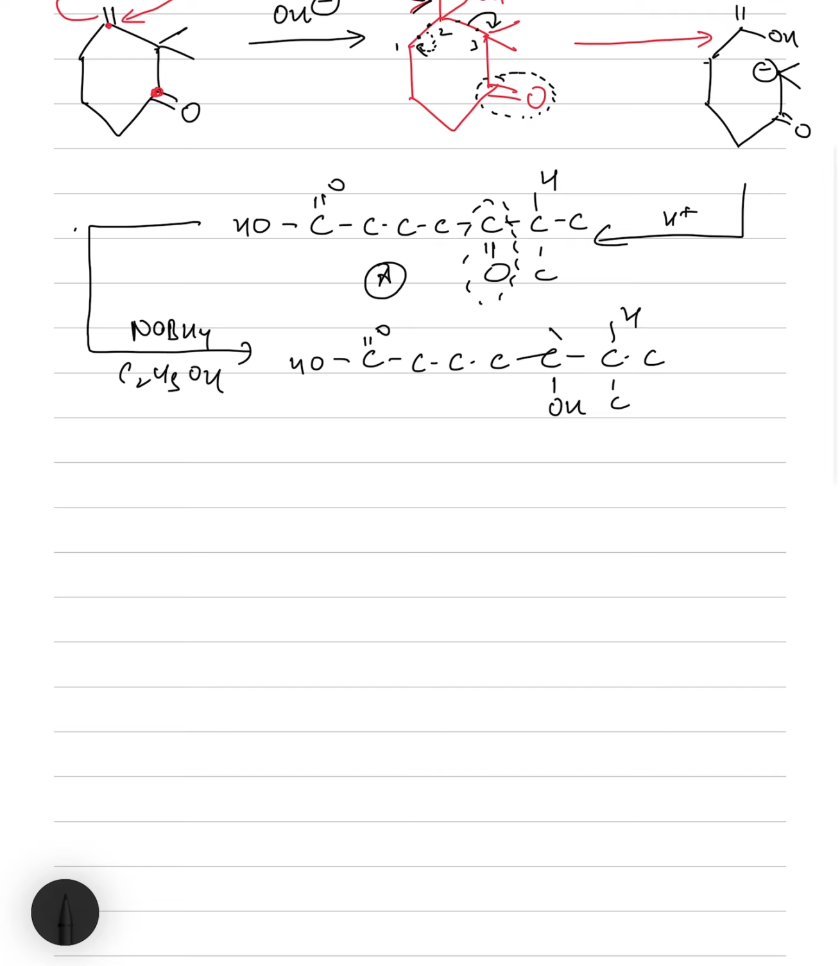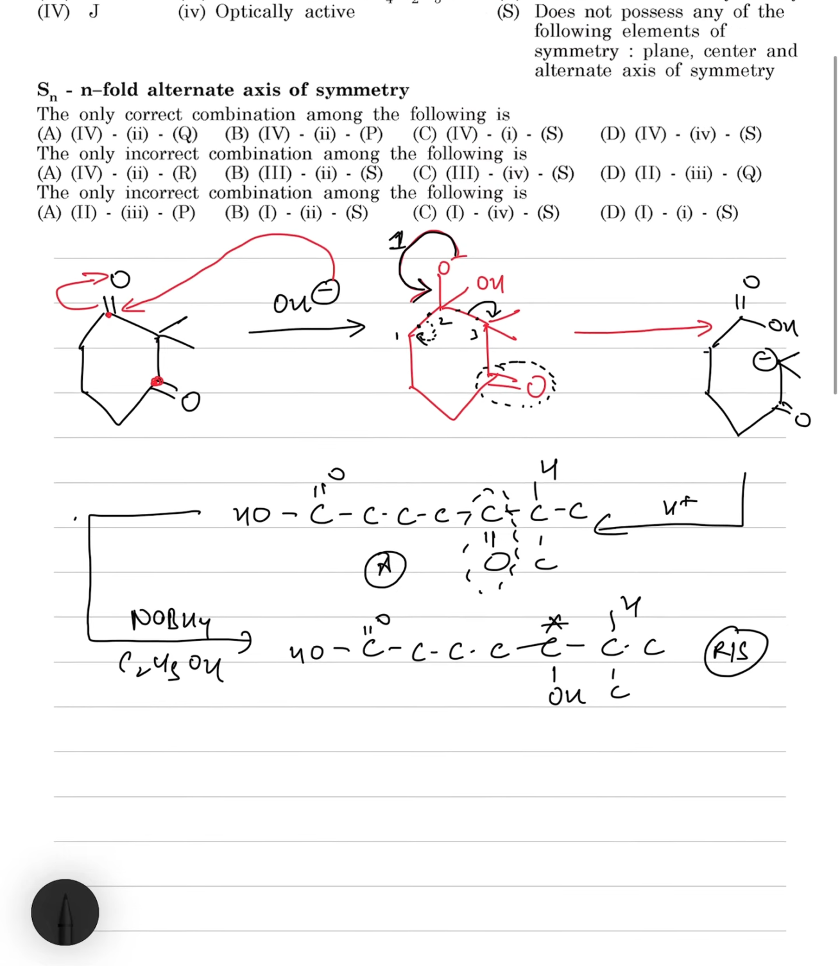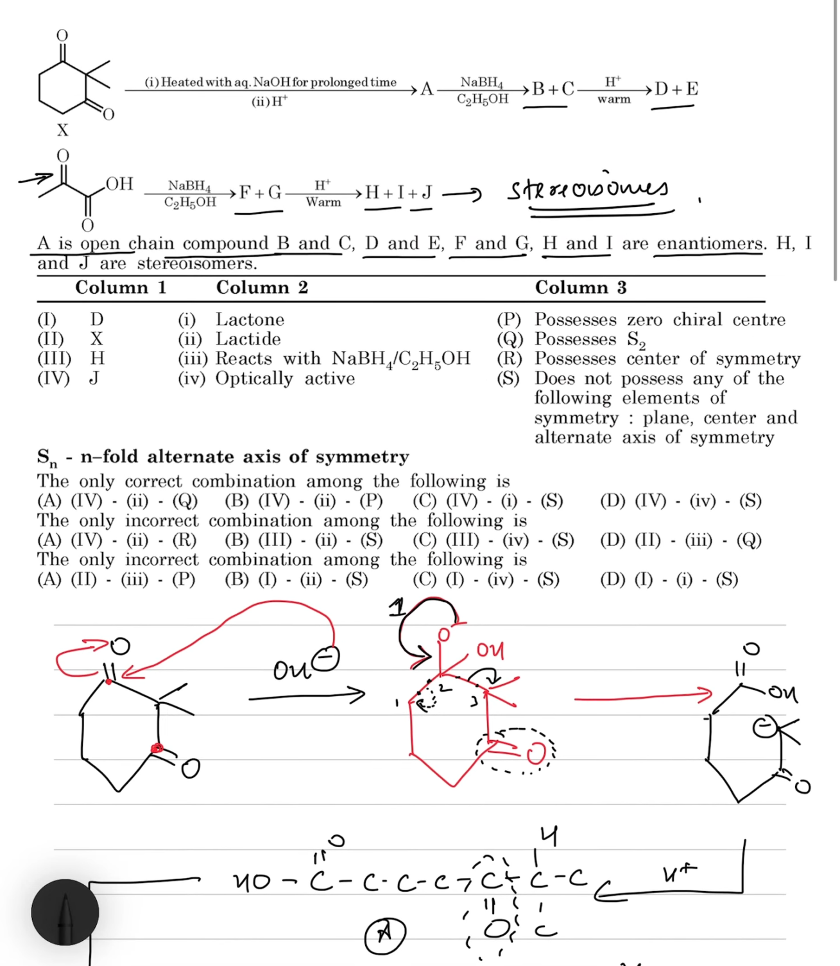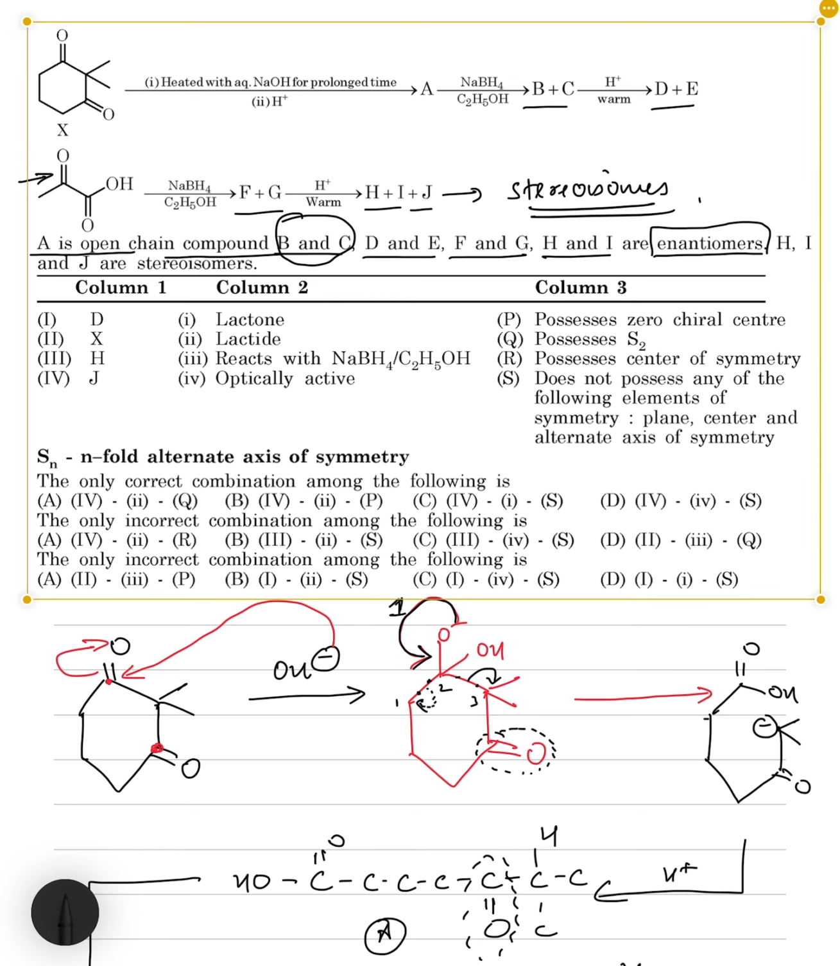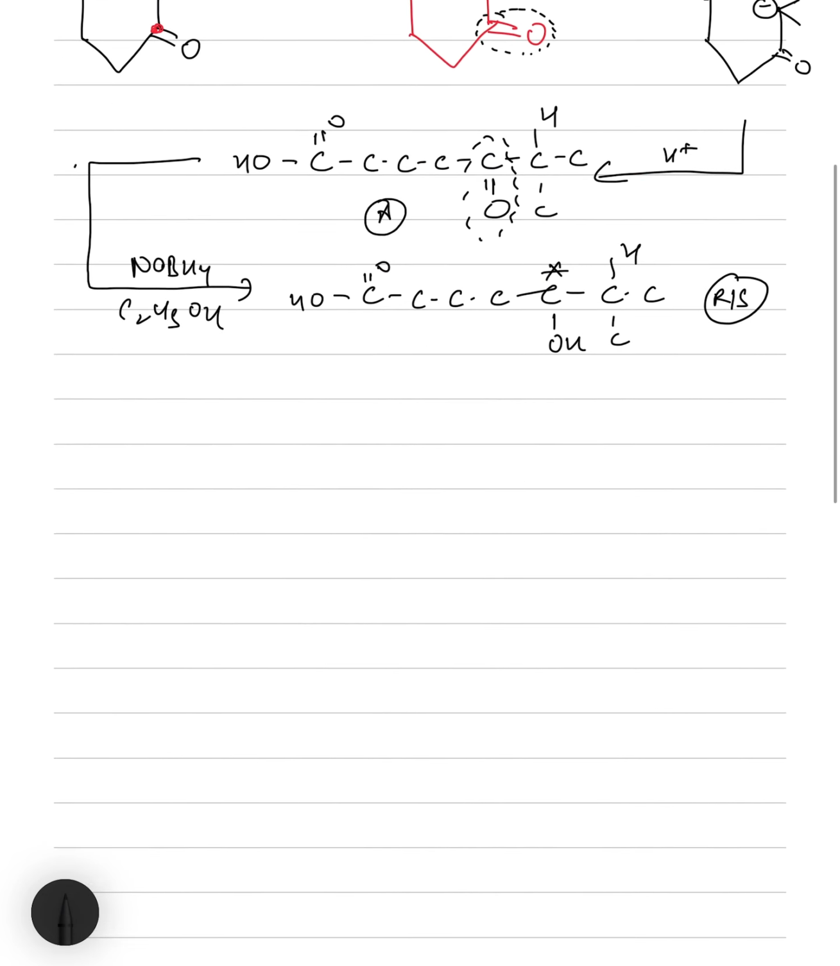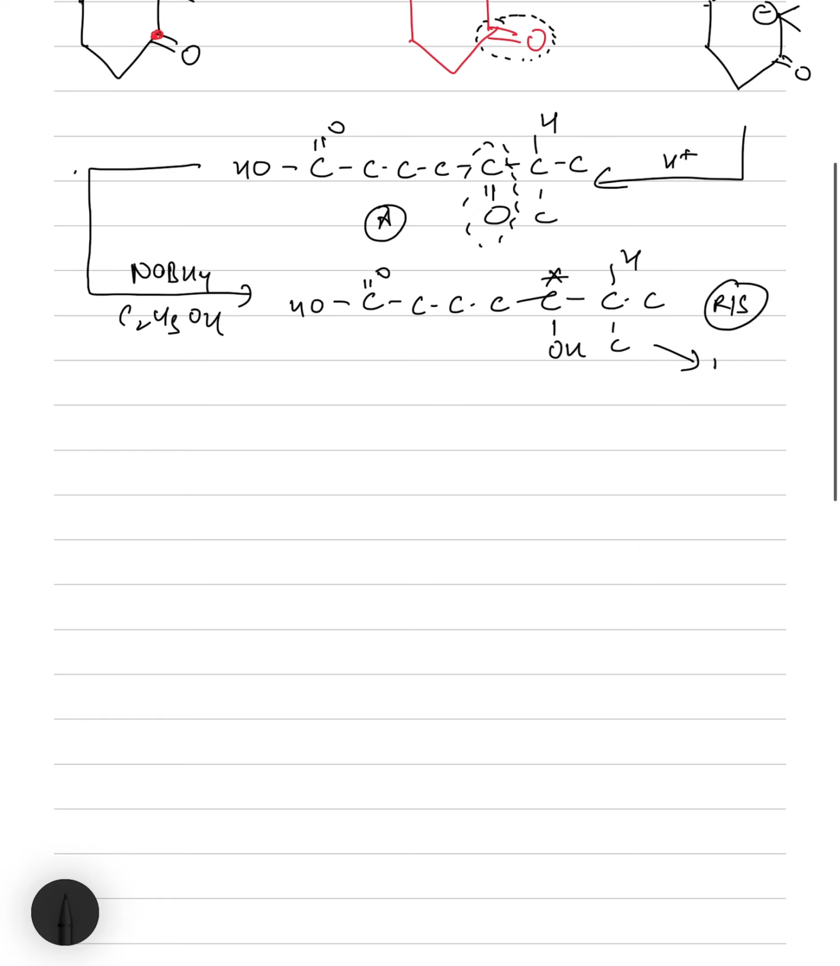Now here we have a chiral center. This is the chiral center. Because it is a chiral center, two enantiomers will be formed, either R or S. So that is why there are two compounds, B and C. Also, the hint is given that compounds B and C are enantiomers of each other. So that is how we have obtained B and C. This molecule is either B or C. This is what we have obtained in terms of stereochemistry.